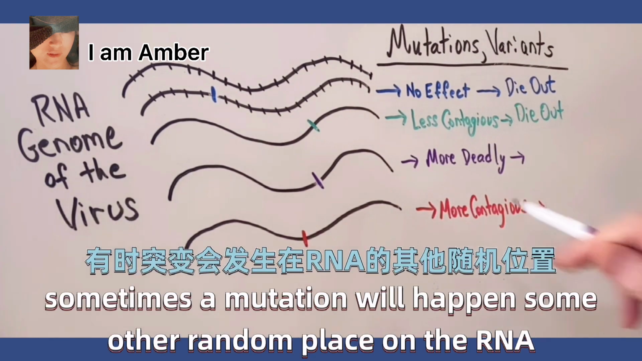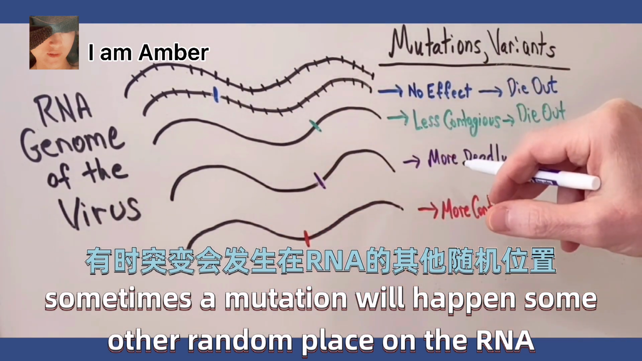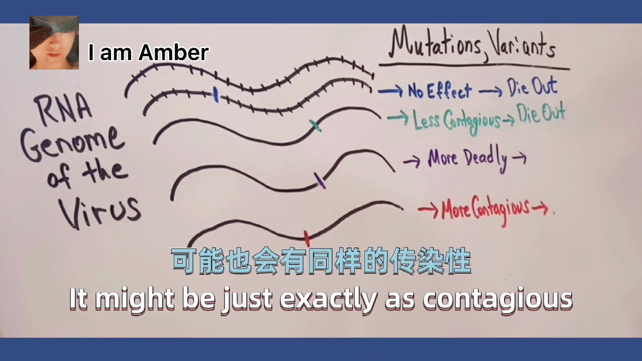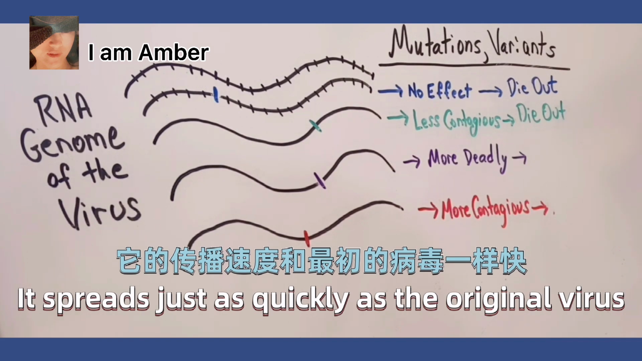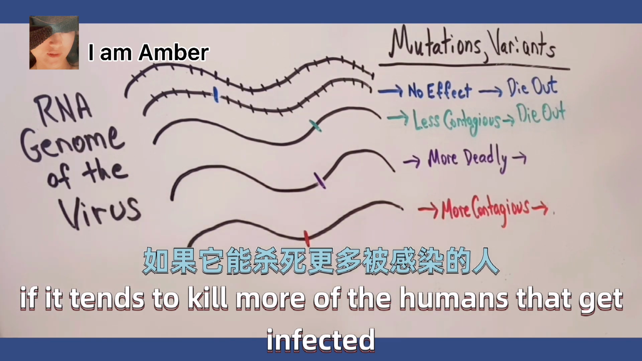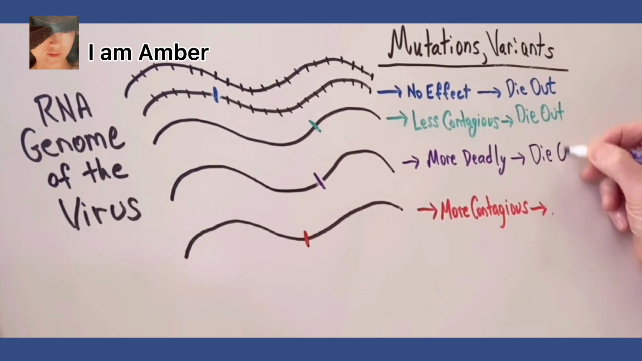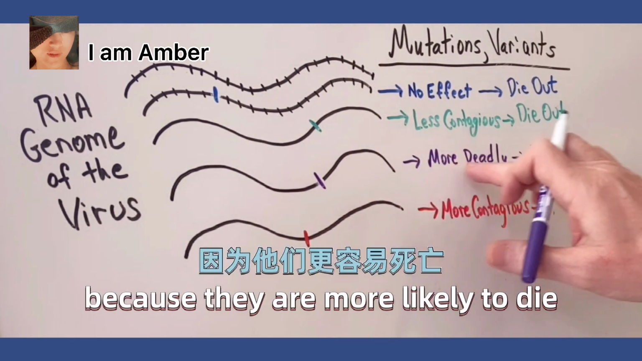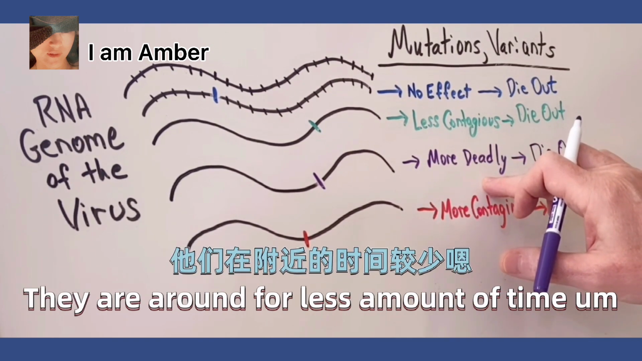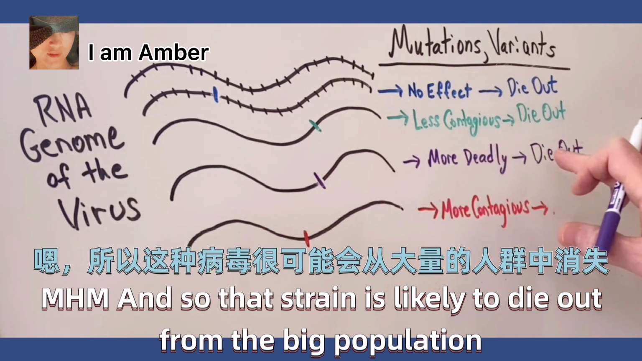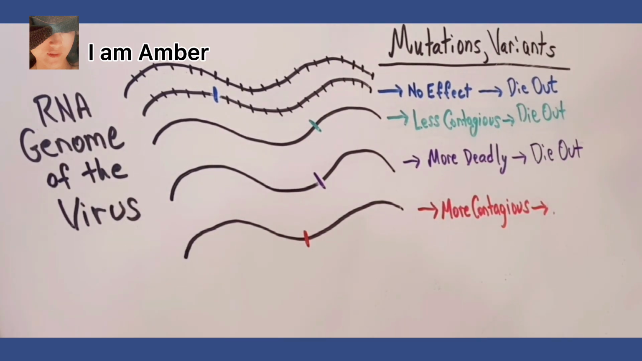Now, sometimes a mutation will happen some other random place on the RNA, and that will lead to this new strain being more deadly. It might be just exactly as contagious, it spreads just as quickly as the original virus, but it is more deadly. Well, if it tends to kill more of the humans that get infected, this also will tend to die out, because the patients infected with this strain, because they are more likely to die, are around for less time, they have less chance of spreading the virus to other people, and so that strain is likely to die out from the big population of virus strains.